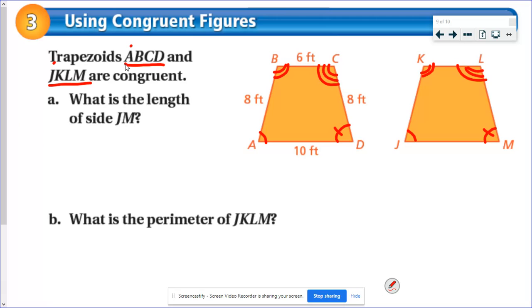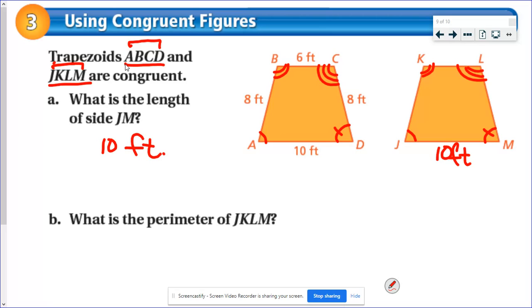If I want to know how long side JM is, look at this. JM, first and last letter, would match up with the first and last letter there. And you can see it from the picture as well. So if AD is 10 feet, sorry, that's kind of a messy feet, but that's going to be 10 feet for JM.